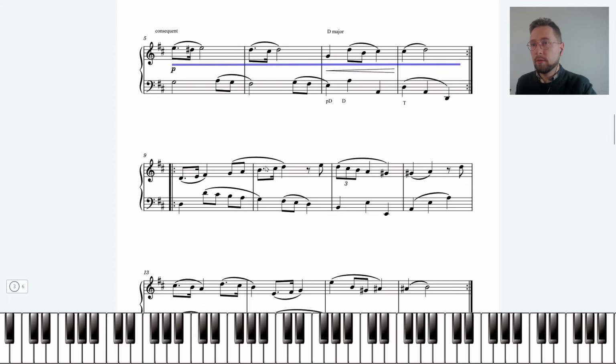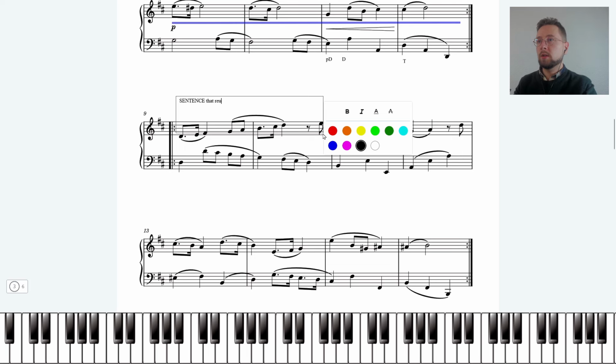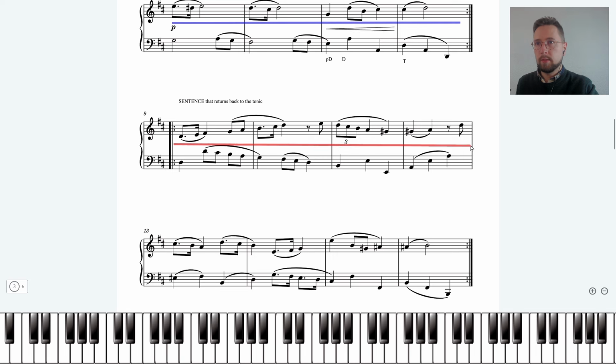In the second half, although we can see some similar structure, it can also be viewed as a sentence. So in this case, it's a sentence that returns back to the tonic. So I'll put it with lines. We have the red line, that's basically the first opening idea, and then the contrasting consequent, that's basically closing.